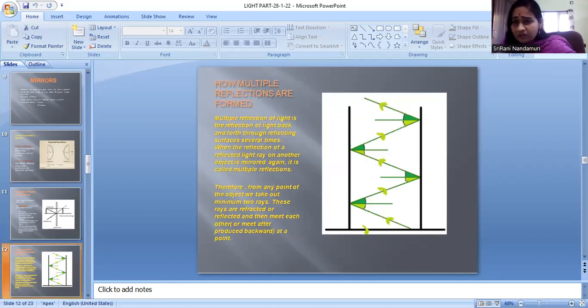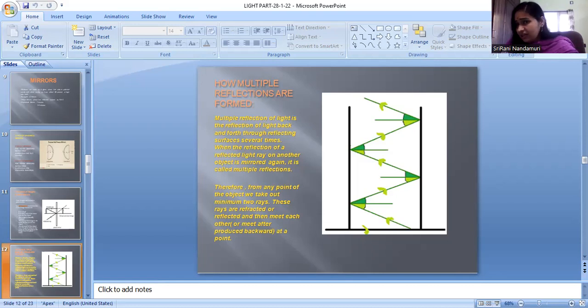And you have to know one concept: multiple reflections. We know what reflection is: nothing but the bouncing back of light in the same medium when it strikes an object. We have discussed the definition and the laws of reflection in the previous video. Once go and check that video. And here you have to know one more concept, multiple reflections.